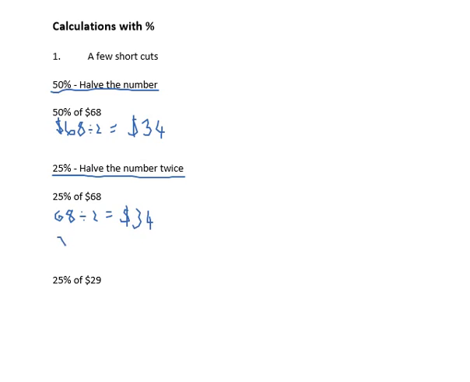Once we have 50%, we halve it again to get 25%. So $17 is 25% of 68. Now 25% of $29.